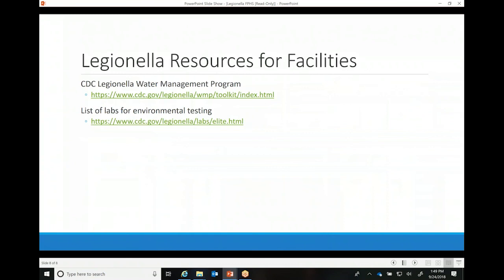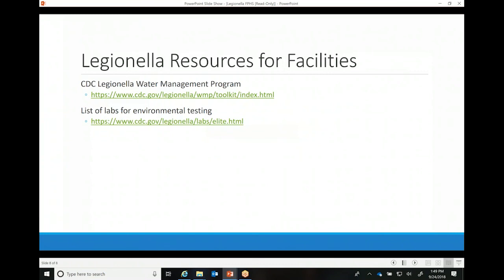This is with the CDC Legionella Water Management Program. They have a lot of resources in their toolkit for institutions or hotels or facilities that want to look at preparing for a time where they could be seeing a Legionella risk associated with their facility.